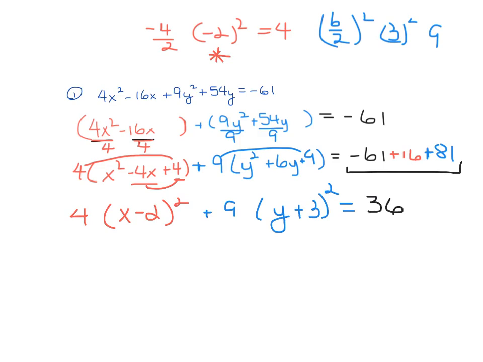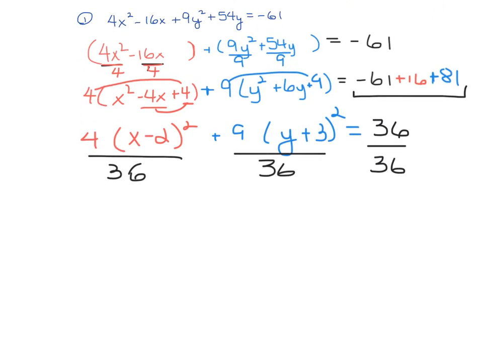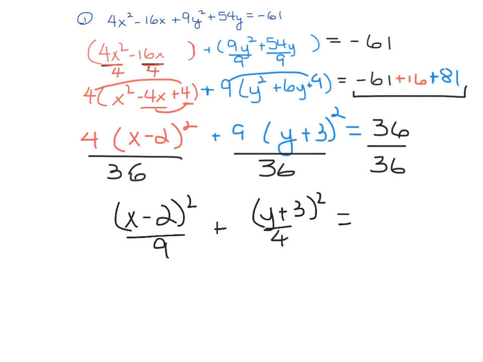Now, I'm almost there. I now need to get this in standard form. Remember, all of the standard forms are equal to 0, so I'm going to divide everything by 36. I'm going to divide this by 36, and this is what we had been doing before. So now, 4 over 36 simplifies to 1/9, so (x minus 2) squared over 9, (y plus 3) squared over 4, and it equals 1.